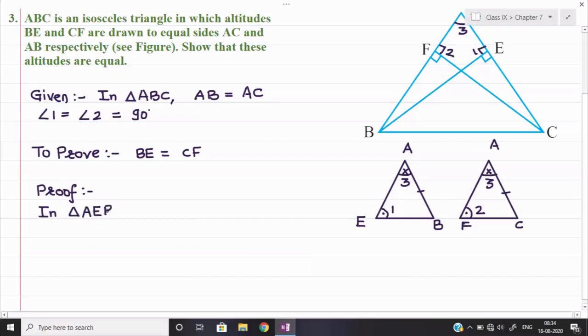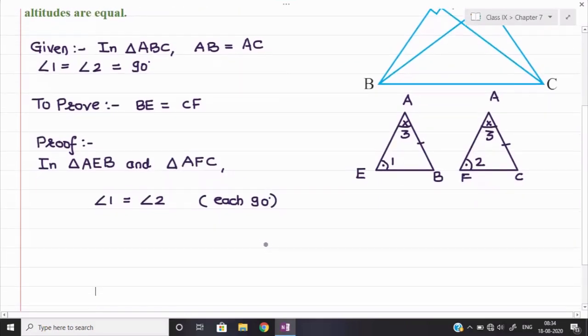in triangle AEB and triangle AFC, first I will write down angle 1 is equal to angle 2. Reason we can give here, each 90 degrees. Second thing, angle 3 will be equal to angle 3 in both the triangles. So angle 3 is equal to angle 3, that is common.